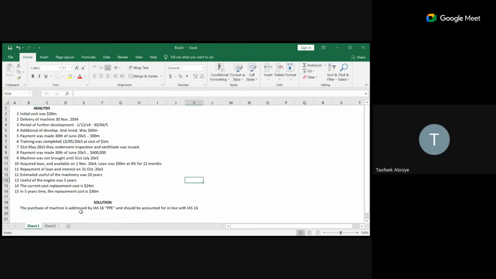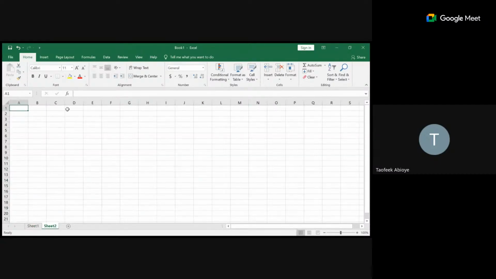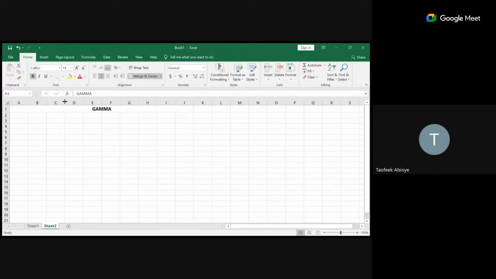Now we are going to do two things. We will explain and we are going to show. So what's the name of that organization? It's Gamma, right? Yes, Gamma. So this is what we are going to do: open sheets. This is sheet 1. Let's open sheet 2 now. Sheet 2. So let's call it Gamma. Let me merge and center and increase the font a little.